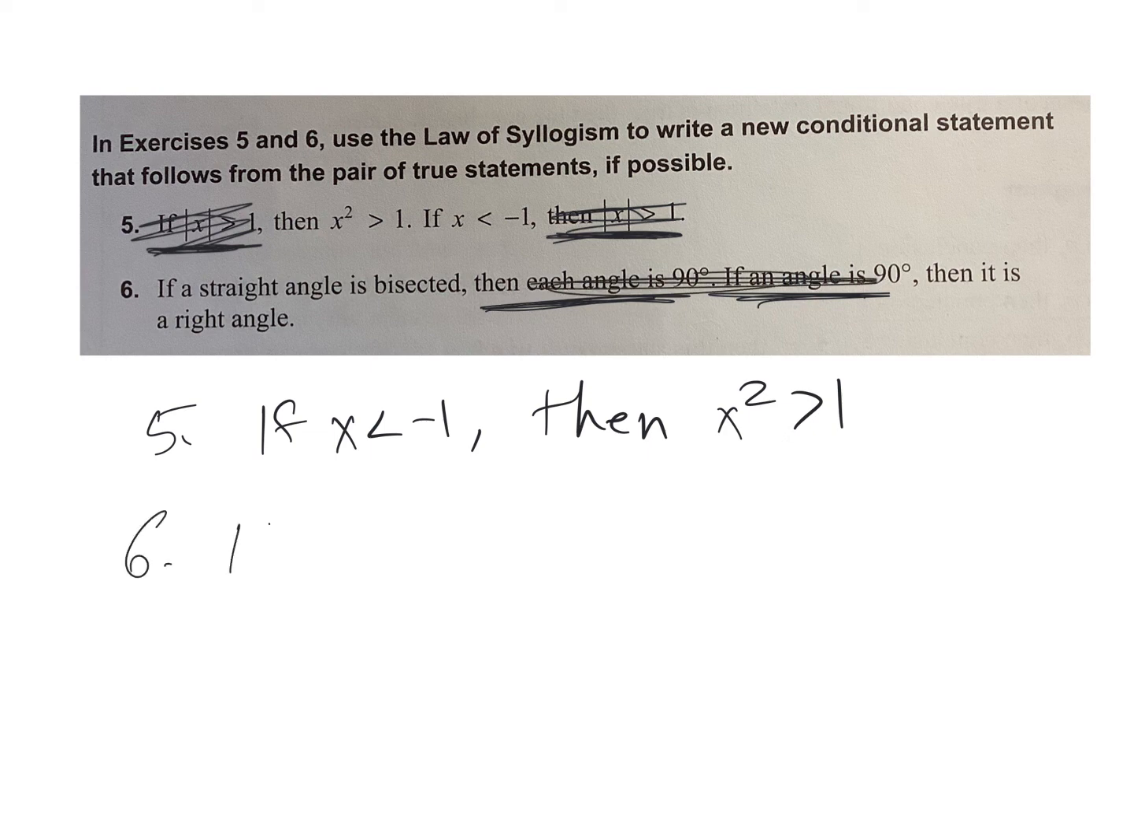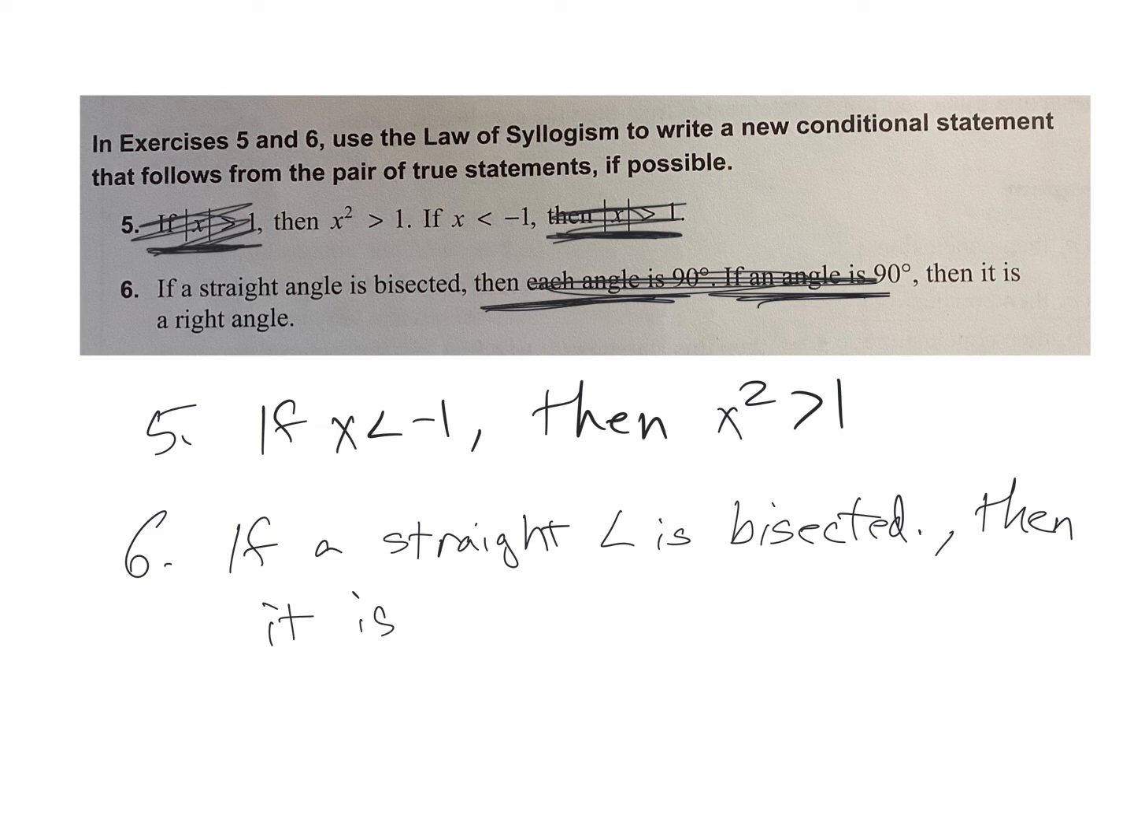So number 6 is: if a straight angle is bisected. Now think about it. What's a straight angle? 180. If you bisect that, bisection means 2 equal pieces, so they'd be 90 degrees each, which are right angles. Then it is a right angle. So who got it right? Good for you guys.